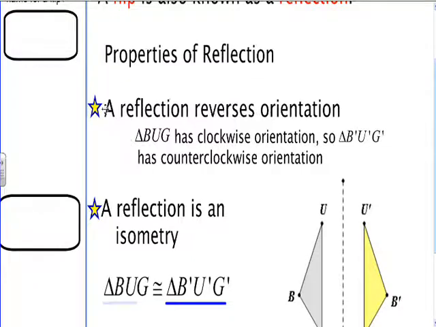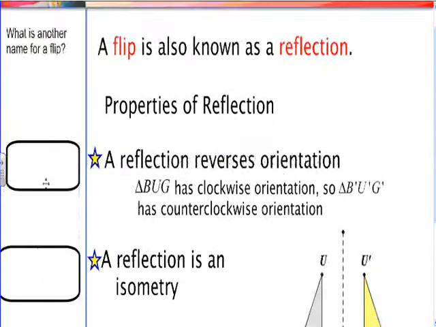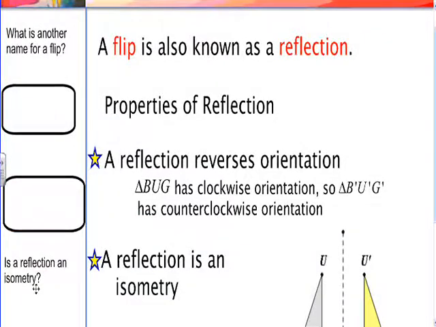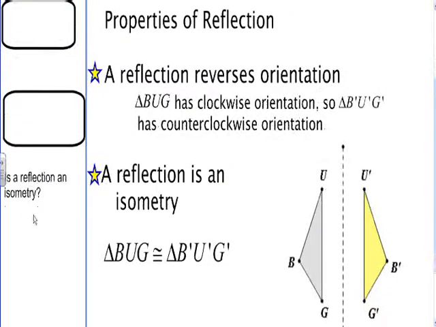Okay, so let's fill in our questions on the left. What's another name for a flip? Oh, we got that one. And then, is a reflection an isometry? Yes, it is. The only thing it changes is the orientation. It does not change the size.